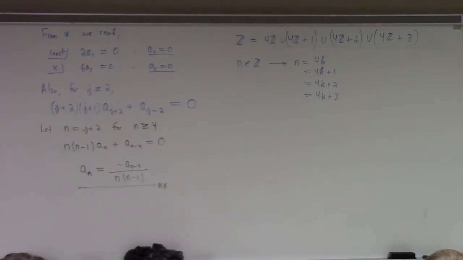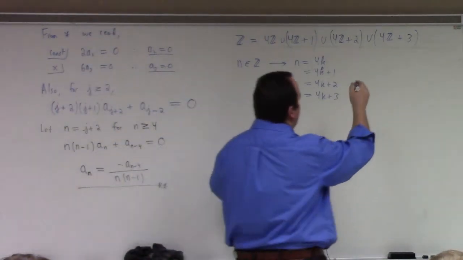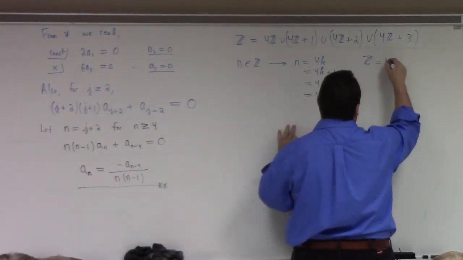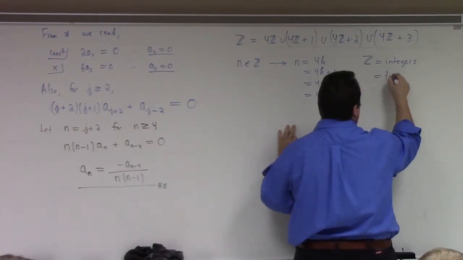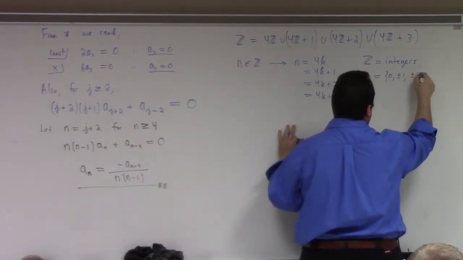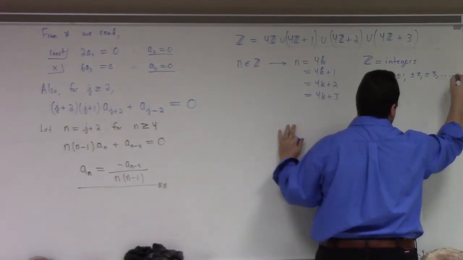We usually do this with even and odd, right? Numbers are either even or odd. You're used to that. But you could also do this. This is a further refinement. Integers. So if you like, you could write it this way: 0 plus or minus 1 plus or minus 2 plus or minus 3.